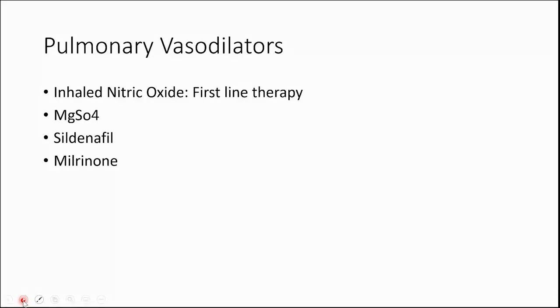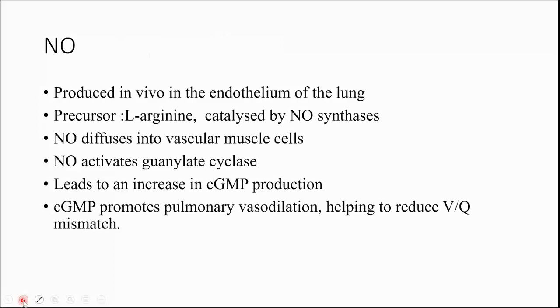So talking a little bit of theory about nitric oxide, it's synthesized in the endothelium of the lung from L-arginine, and it's catalyzed by nitric oxide synthase. And this diffuses into the vascular smooth muscle cells, and there activates the guanylyl cyclase, and this leads to a formation of cyclic GMP, and cyclic GMP promotes pulmonary vasodilation.